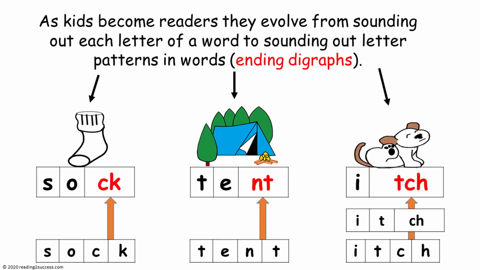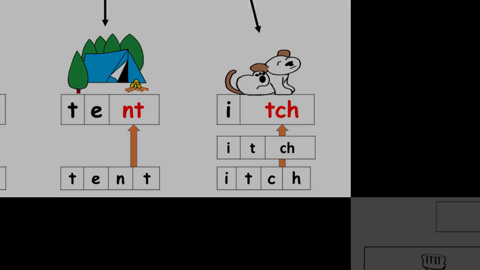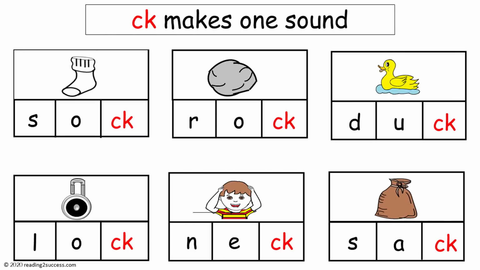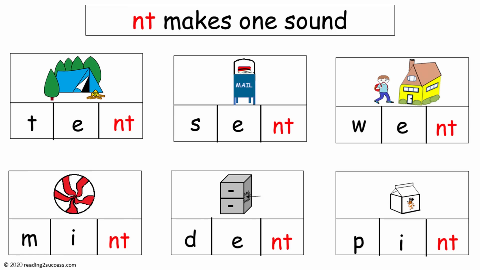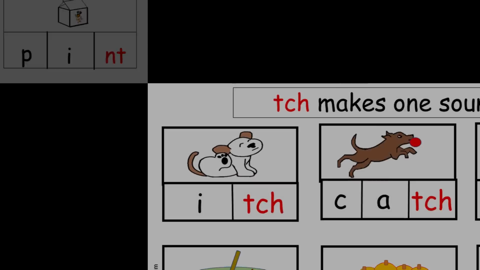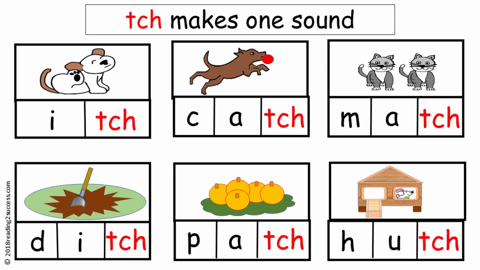As kids become readers, they evolve from sounding out each letter of a word to sounding out letter patterns in words. Today we're going to look at digraphs, specifically ending digraphs. In this video, kids will learn and practice 3 ending digraphs: CK, NT, and TCH.